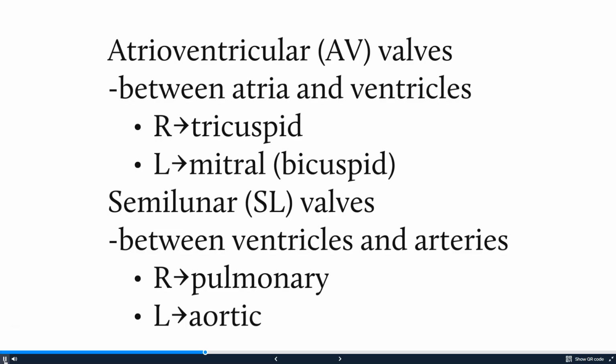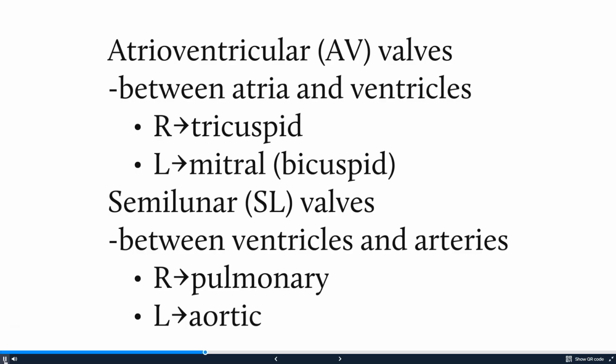Now, tricuspid as a name makes it sound like that valve is special because it has 3 cusps. But actually, all valves have 3 cusps except for the mitral valve, the bicuspid valve. So there's nothing special about calling that right atrioventricular valve the tricuspid. That's just the name that goes with it. And the left used to be called the bicuspid valve, but mitral is a more common name for it these days.